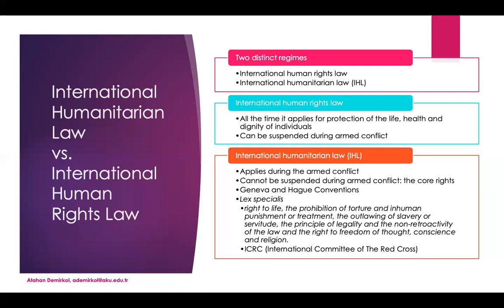Where does IHL come from? It comes from the Geneva and Hague Conventions. These conventions give the lex specialis status to international humanitarian law, and the main body for controlling, supervising, and implementing the rules of international humanitarian law is the ICRC, the International Committee of the Red Cross.